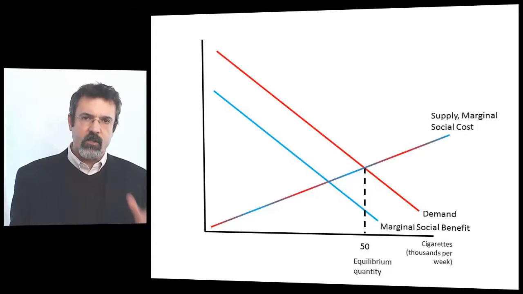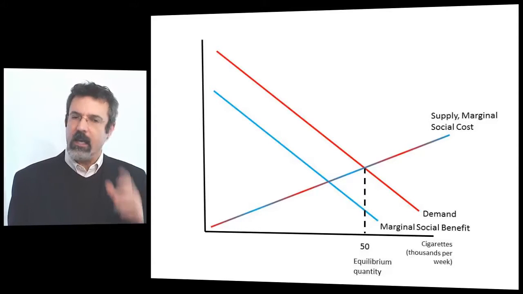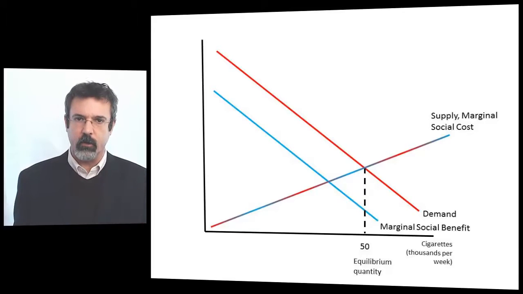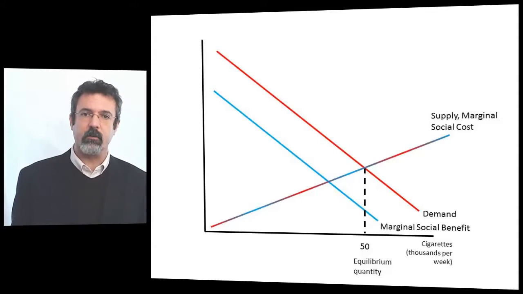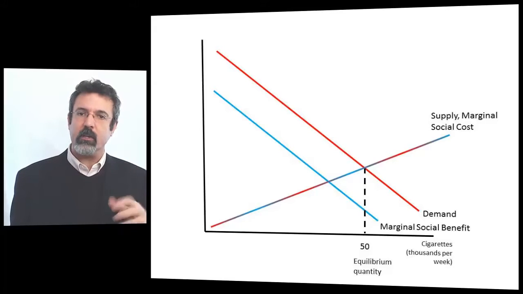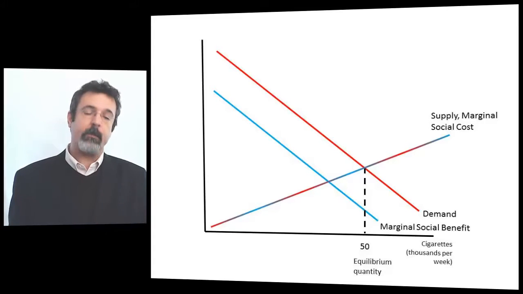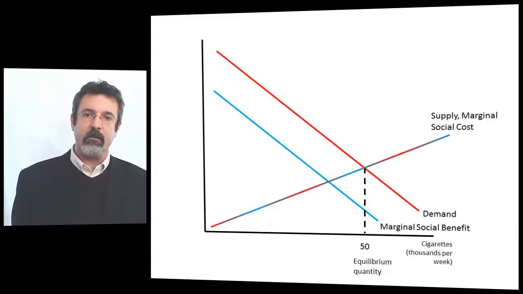Because of secondhand smoke, the marginal social benefit of cigarettes is less than the demand for cigarettes. In other words, think of demand as the marginal benefit to the cigarette consumers, while marginal social benefit is the marginal benefit to everyone in society, including the cigarette smokers. The marginal social benefit is less than demand because although the cigarette smokers are receiving benefit from smoking, the people around them are experiencing secondhand smoke, and so their benefit is negative.